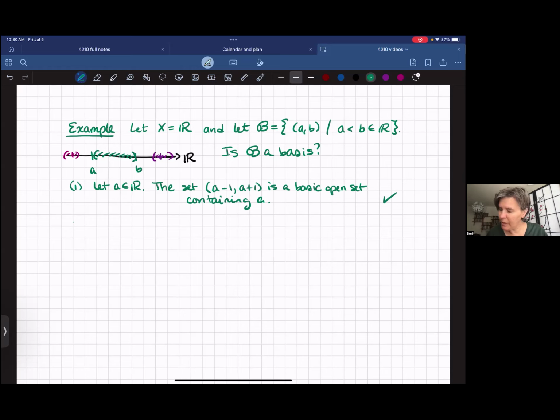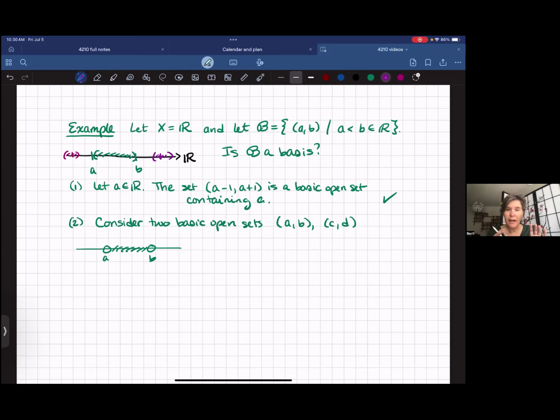Okay, and then the second part of the definition is, consider two basic open sets. Let's say A comma B and C comma D. So that's my capital B1, capital B2. So A comma B looks like that. And then C comma D maybe looks the same.